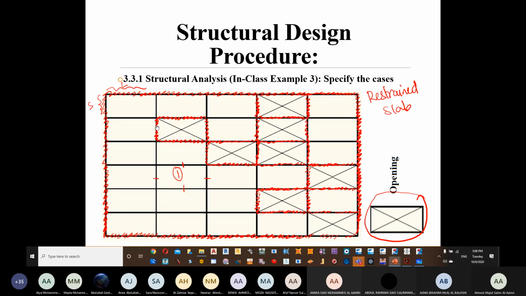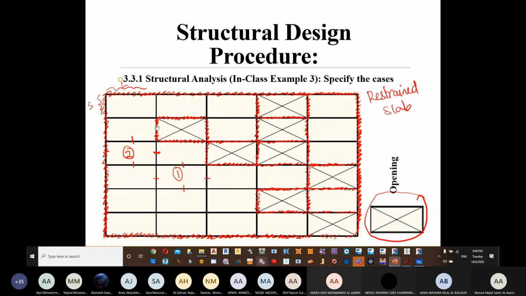Right? Now let's take this one for example. Is it continuous from here? Continuous from here? Discontinuous from here? Discontinuous from which side? Is it short or is it long? Short. Is it clear now that this slab, which is number 2, is called one short edge discontinuous? Is it clear?